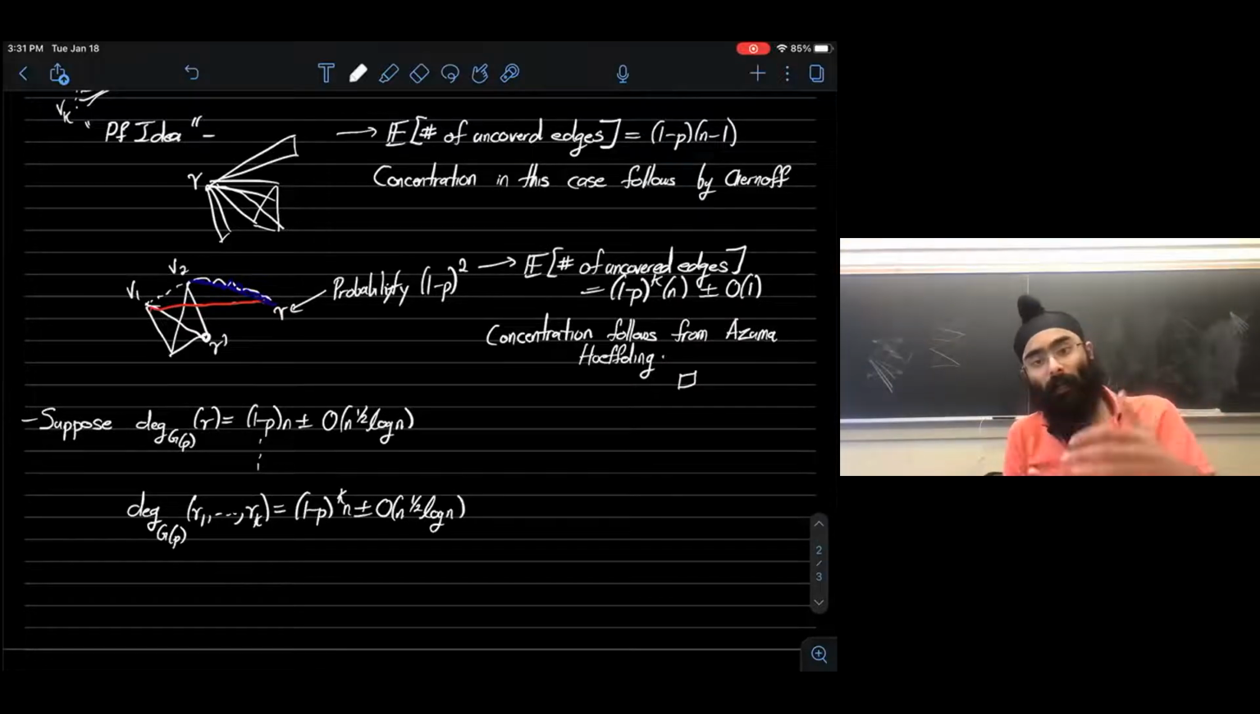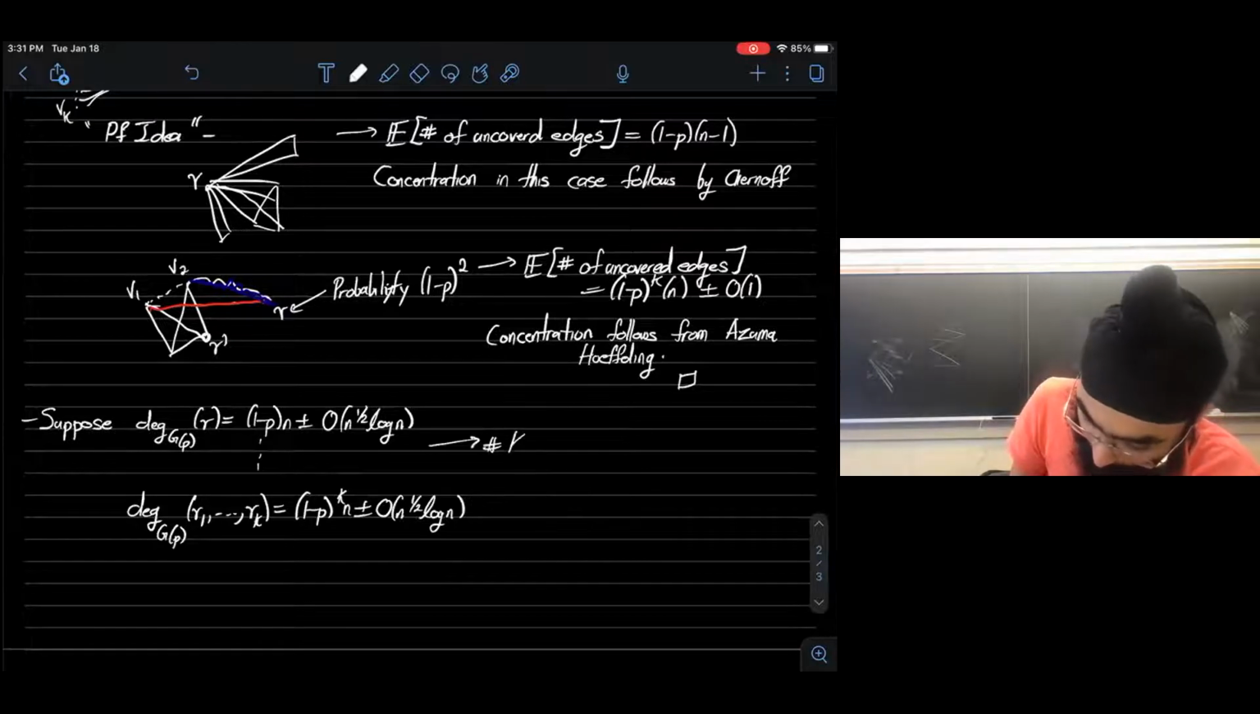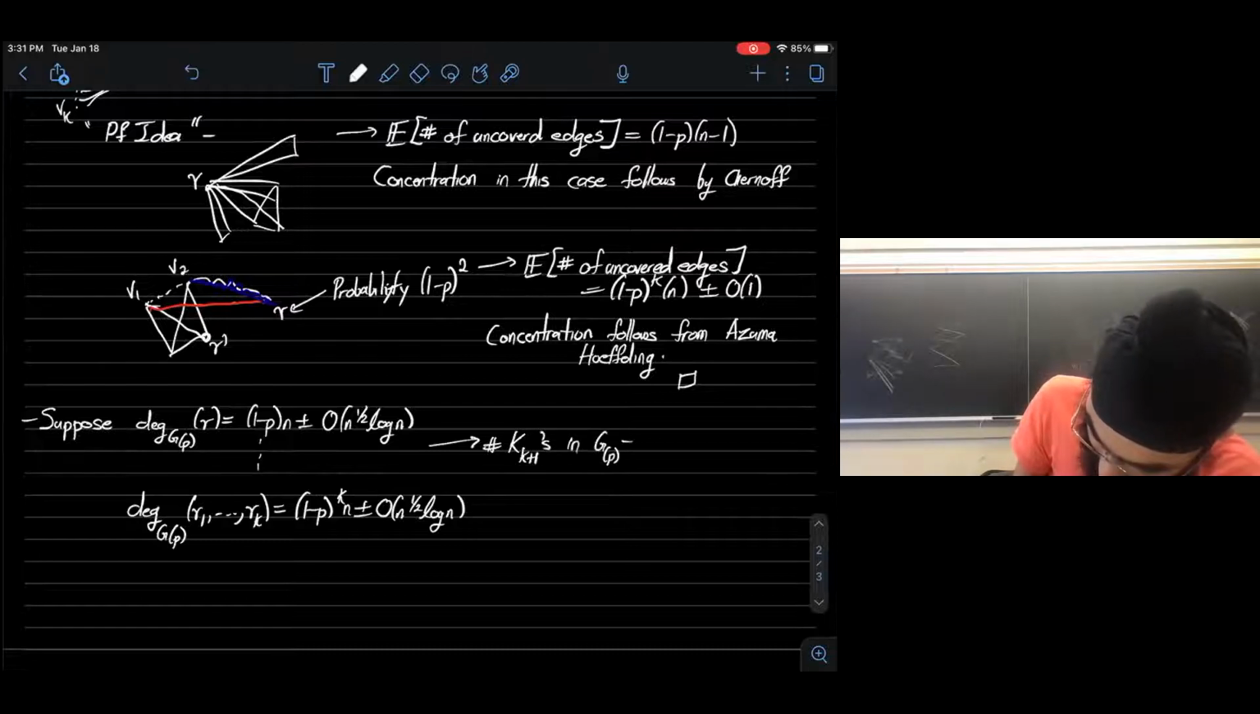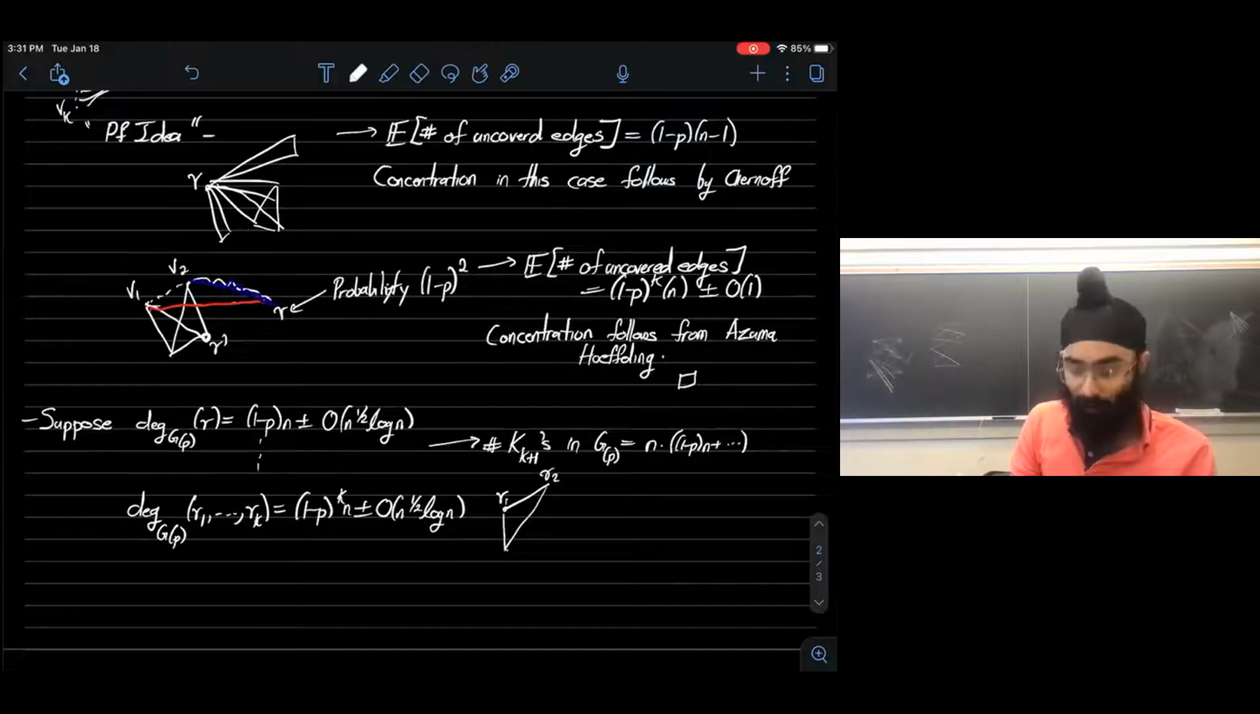So the next step is, suppose I know that every set of k vertices has approximately the same number of neighbors. Using this, you can actually count the number of cliques in G(p). And the way to see this is that you can just build these cliques one by one. So the number of cliques of size k plus 1 in G(p), let's just build this out step by step. I have a vertex v, so I have n choices for that vertex. Then I need to choose a neighbor of that vertex, so there are at most (1 - p)n plus my error term choices for the next vertex. And then I have to choose a neighbor of that vertex and so on.